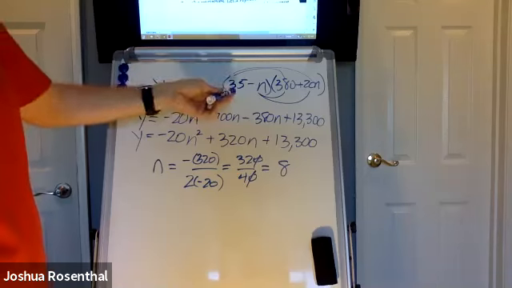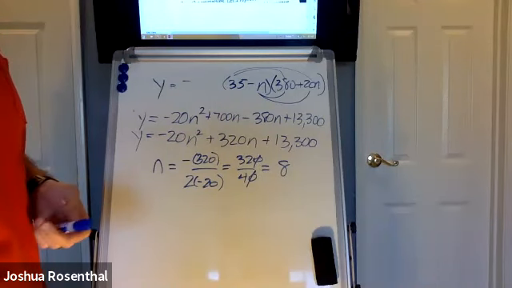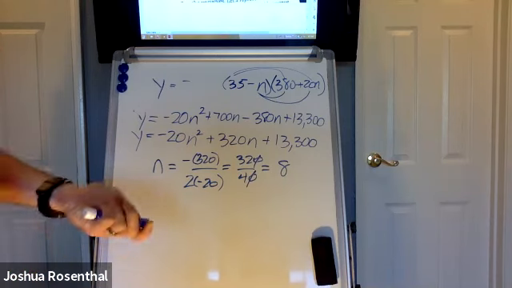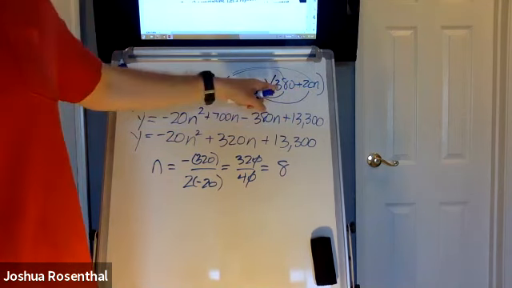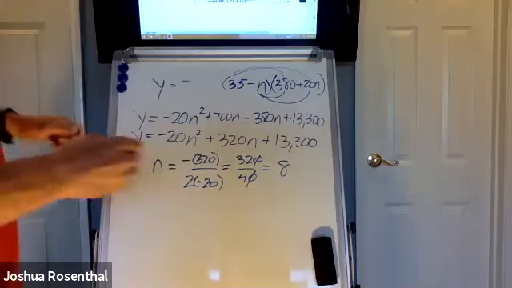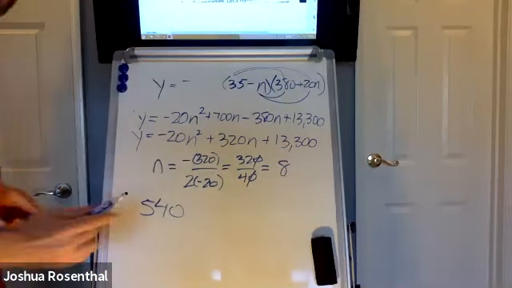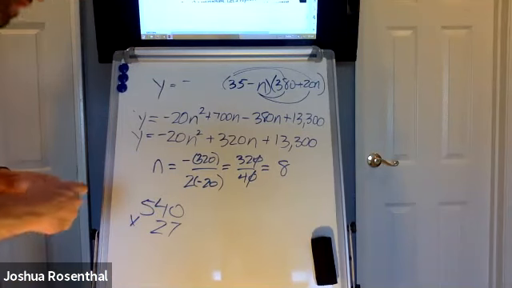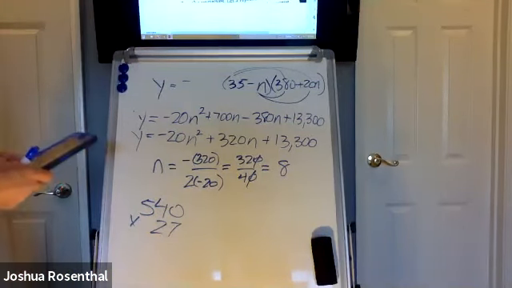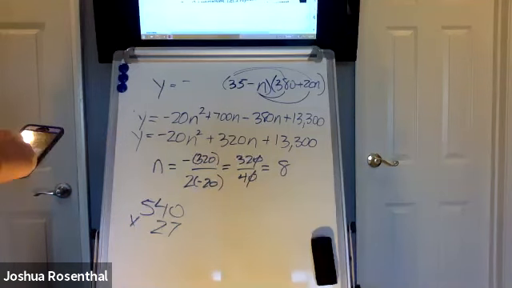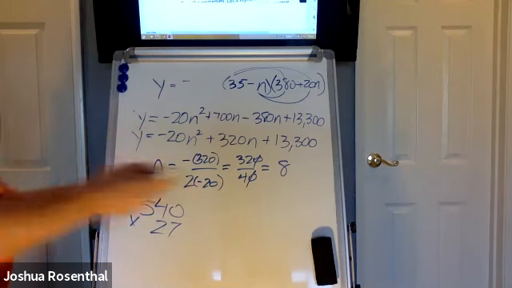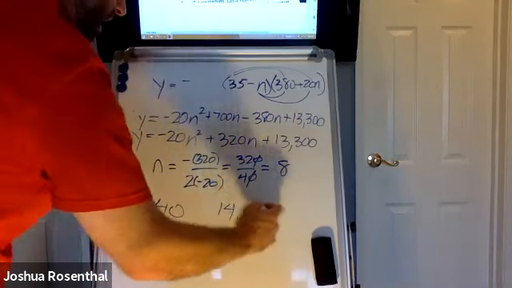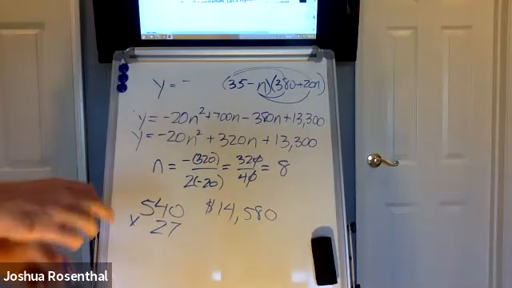So we're done. What the owner needs to do is drop the price from $35, take 8 off, and he'll make it $27. If it's $27, then you're going to get 160 more racers. So you're going to have 540 racers, and you're charging them $27 each. So if you wanted to find the revenue at the maximum, 540 times 27 is $14,580. $14,580 is the maximum revenue he can get.